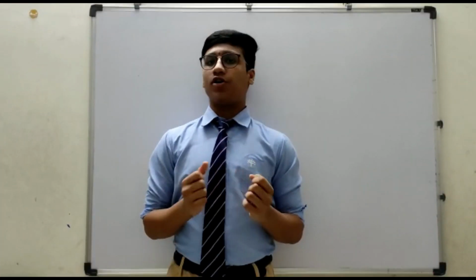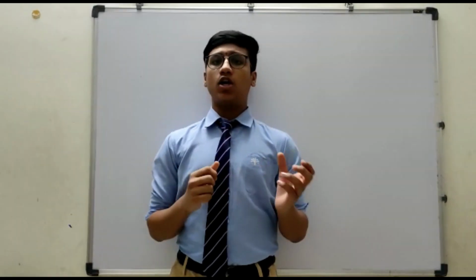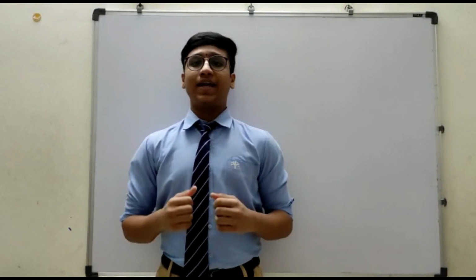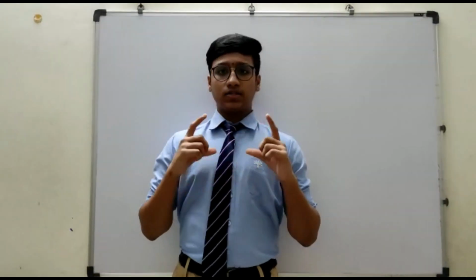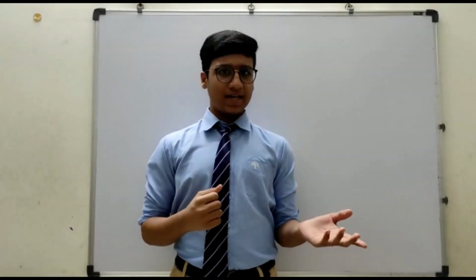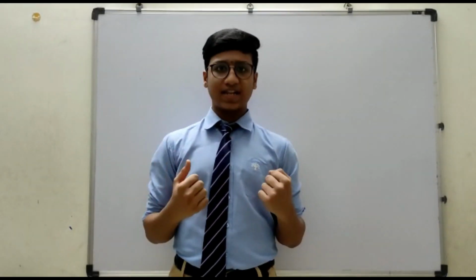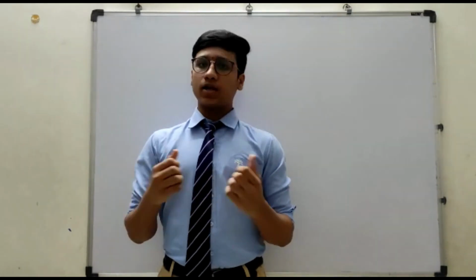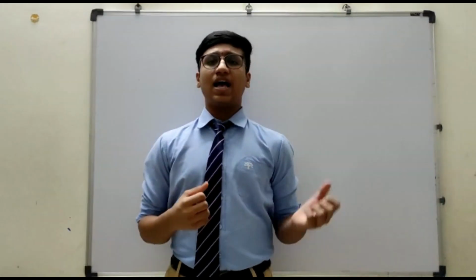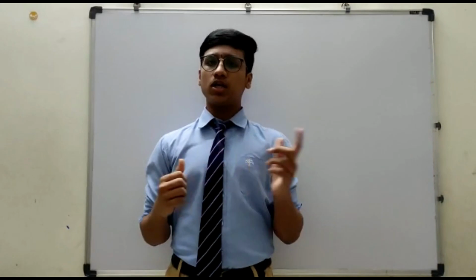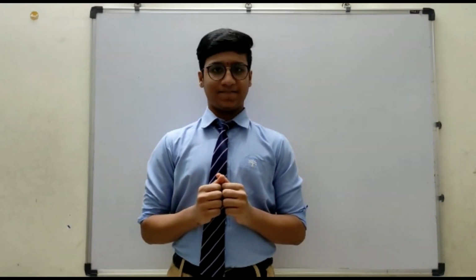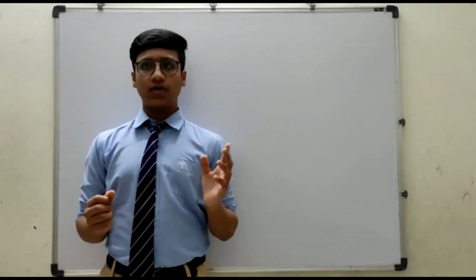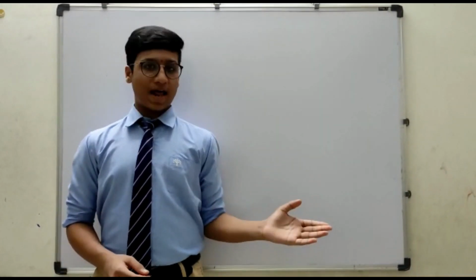So first of all, what is a circuit? It is a closed and continuous path through which electric current can flow. It consists of a source of energy such as a battery, an appliance that uses the energy such as a bulb, a switch or a key to open and close the circuit. It has connecting wires to connect all the components of the circuit together. A circuit is of two types, series circuit and parallel circuit.